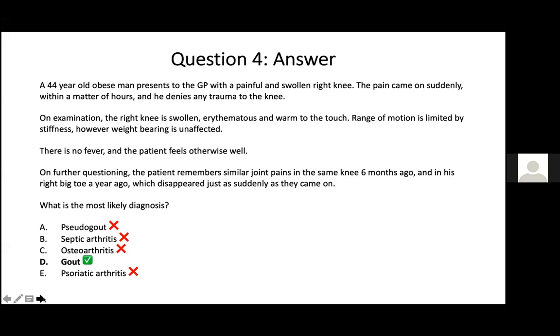And osteoarthritis, now he is obese, that is a risk factor for osteoarthritis, but osteoarthritis tends to present quite gradually. So a gradual worsening, chronic onset. It doesn't generally have significant swelling or kind of acute onset pain, but you might well have some underlying osteoarthritis. Psoriatic arthritis, remember we said that rarely presents in patients without skin manifestations, and it typically doesn't have such an acute onset joint condition. It presents more insidiously, more gradually, so it's unlikely in this case. So most likely answer here is gout.